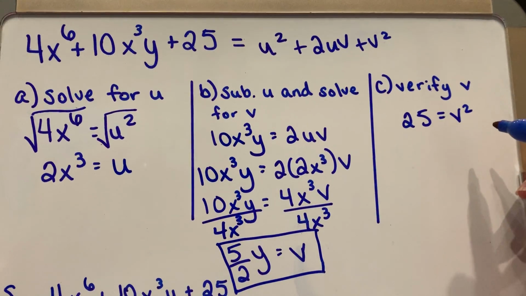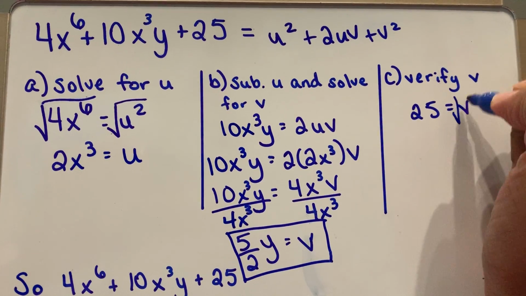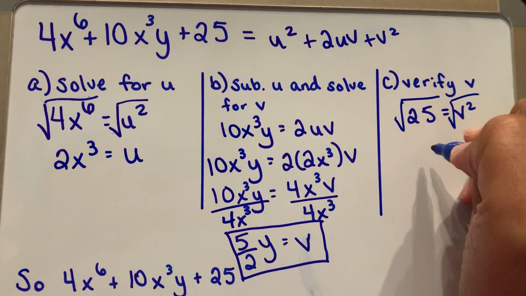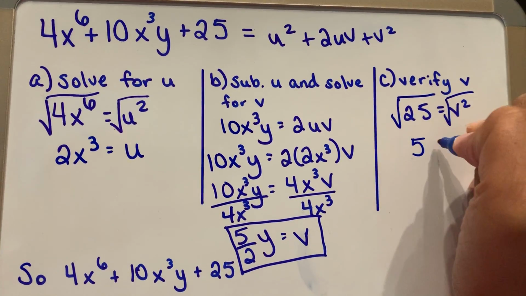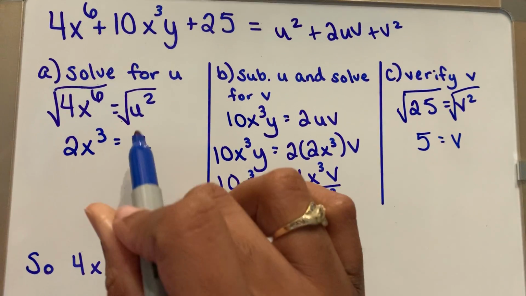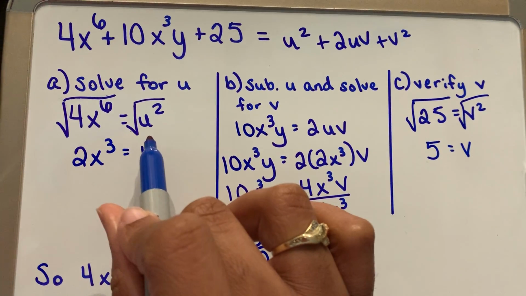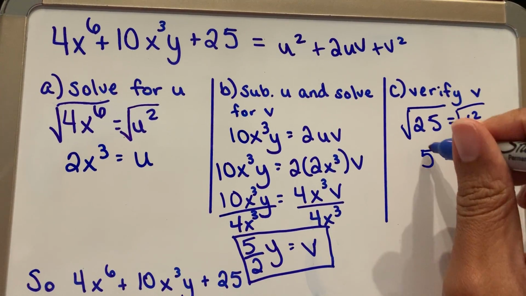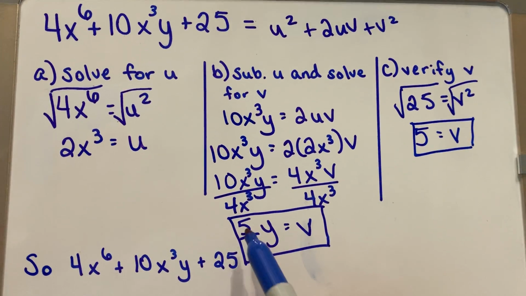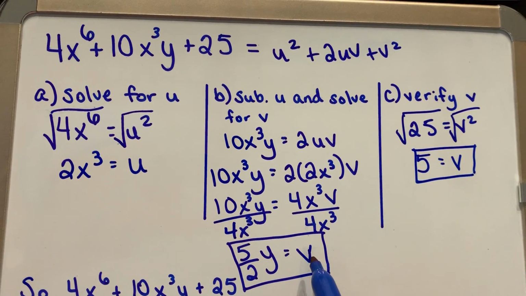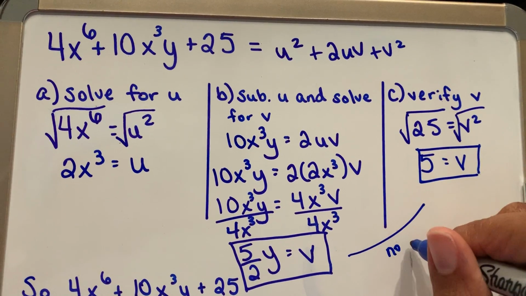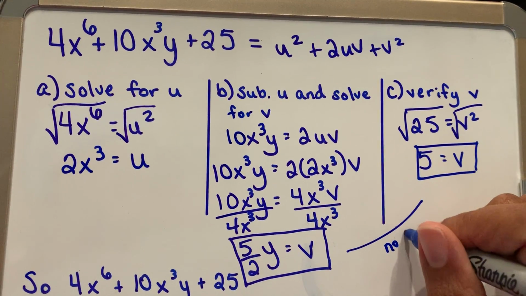If I want to solve for v, I need to take the square root of both sides. So what's the square root of 25? It's just 5. The square root of v squared would just be v, the same as how we got u when we took the square root of u squared. So we get 5 equals v here, but we have 5 over 2 times y equals v here. So these do not match. These are not matching, so I'm going to say no match.